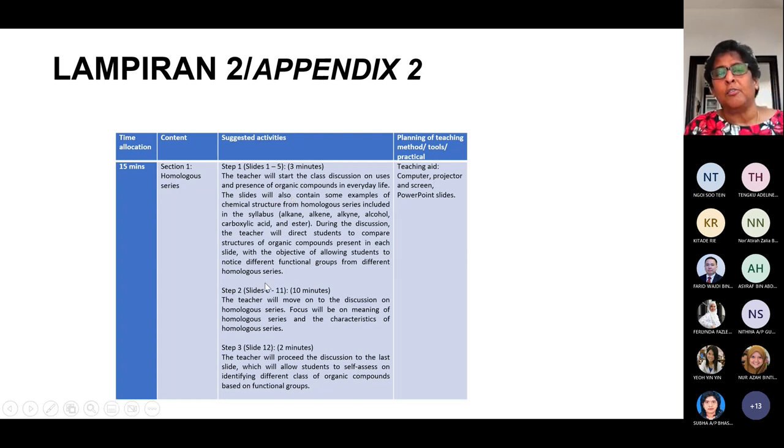Then from slides 6 to 11, the teacher will move on to discussion of homologous series. Here is where they actually start off with the homologous series. You know what a homologous series is, but you must prepare it within 6 slides. How are you going to show it? What are you going to put in those slides? And then the last one is to self-assess. What kind of self-assessment do you want to put on that slide for asking students to self-assess?